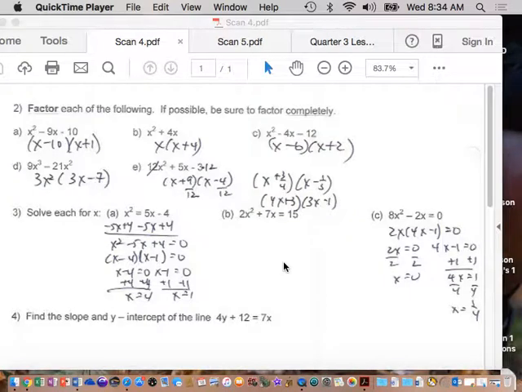Last night's homework answers. Let's get it out. I didn't do all the questions, but I did a lot of them. And let's check and see how you guys did on that.